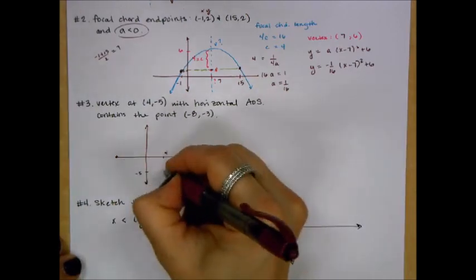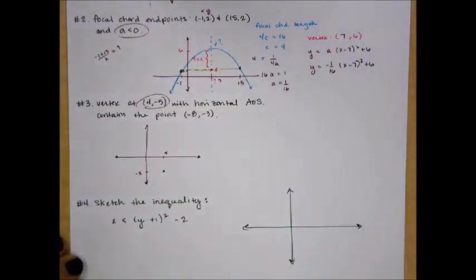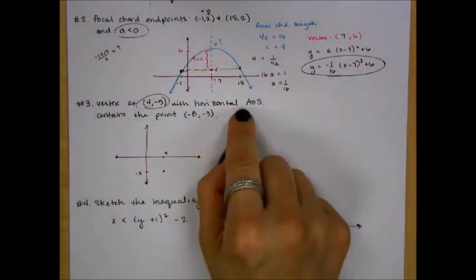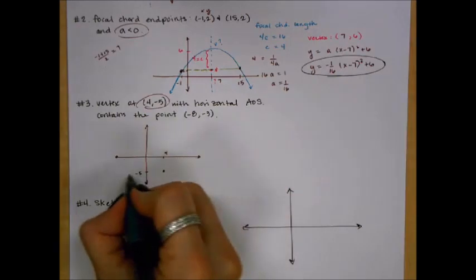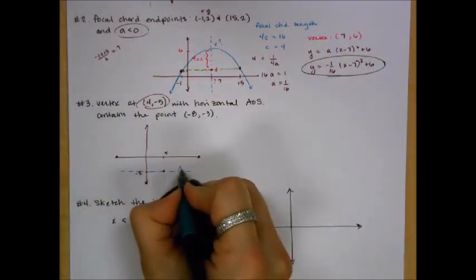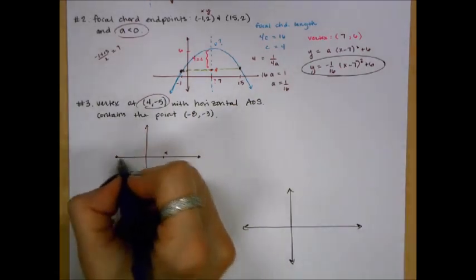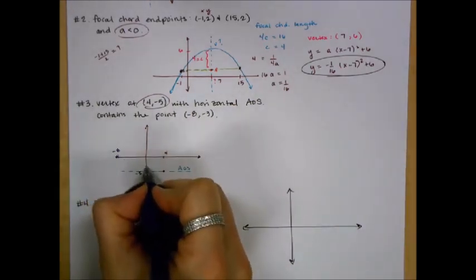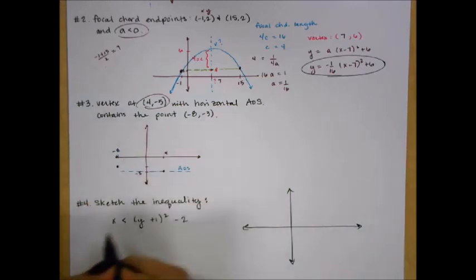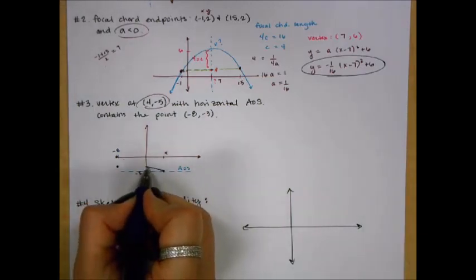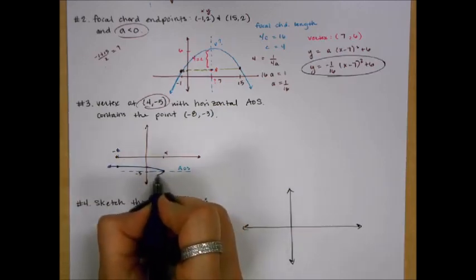So here we have already our vertex, and really we're just trying to figure out what the a value is. Is this an x equals or a y equals parabola? If I have a horizontal axis of symmetry, this is my axis of symmetry, and we also contain the point (-8, -3) out here. So if this is my vertex and we want to connect to this point, it makes sense that it's opening to the left.